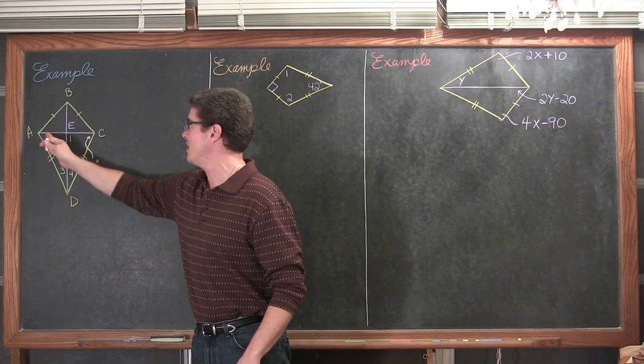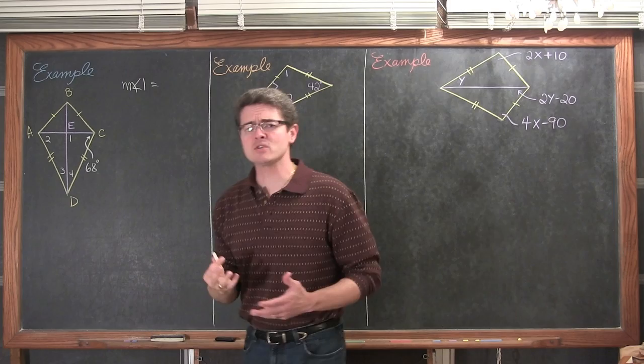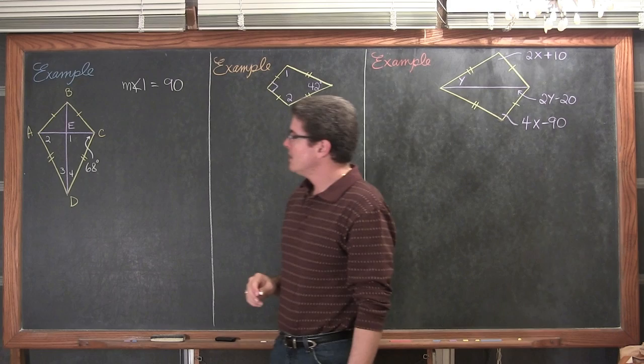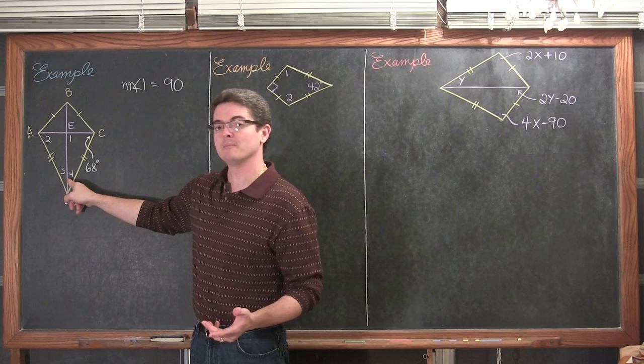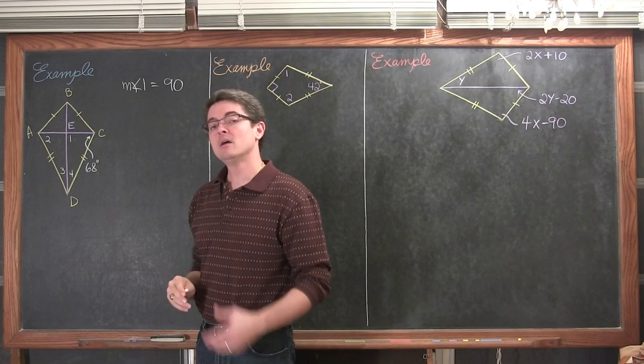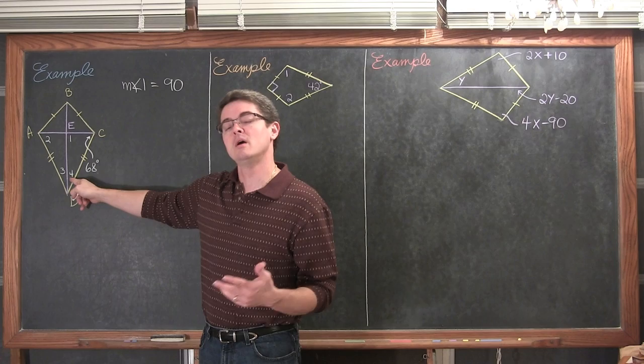Okay, well, the measure of angle 1, that's very straightforward as long as you remember that the diagonals of a kite intersect in a perpendicular fashion. So the measure of angle 1 is equal to 90 degrees. Okay, let's turn our attention to angle 4. Now I'm looking at triangle ECD, and of course the interior sum of a triangle has to be equal to 180 degrees. So within this triangle ECD, we've got a 68 degree angle, we have a 90 degree angle, and whatever's left for the measure of angle 4 must make these three angles add up to 180 degrees.